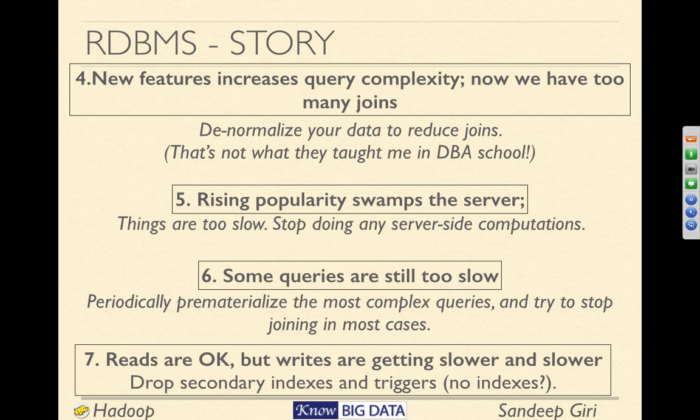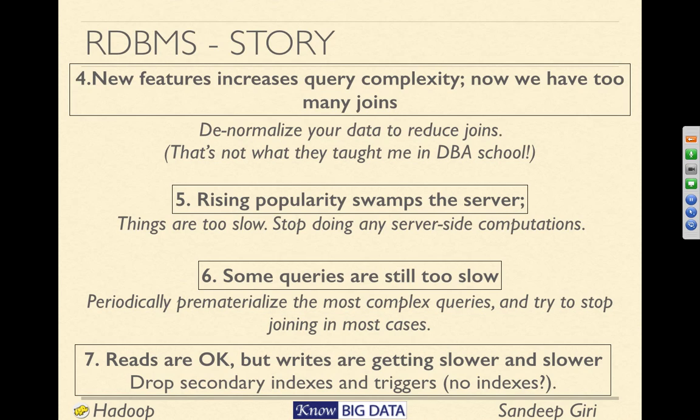Now your reads might become okay for some time, but writes will keep on getting slower. Why are writes getting slower? Because as you are increasing the features, you would be creating more and more indexes on the table. Therefore you will stop using indexes also. And these are real case studies, and I have seen this happening. We keep on dropping the secondary indexes and triggers.